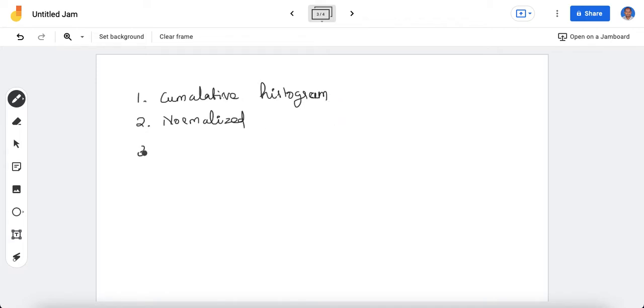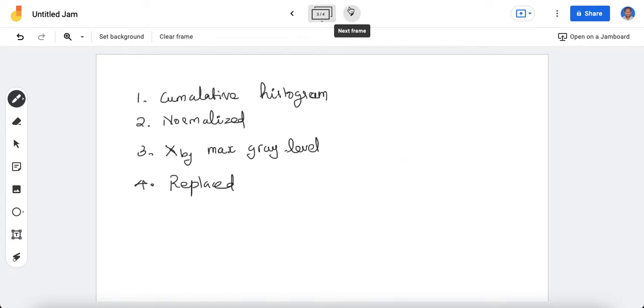Then third one, multiply your normalized value by the maximum gray level. The maximum gray level for a binary image is 1. For a gray image it will be 255, right? For a color image also it will be 255 in each and every color component. And last one, after finding this, the third step will give you one result, and that has to be replaced with your existing value, right?